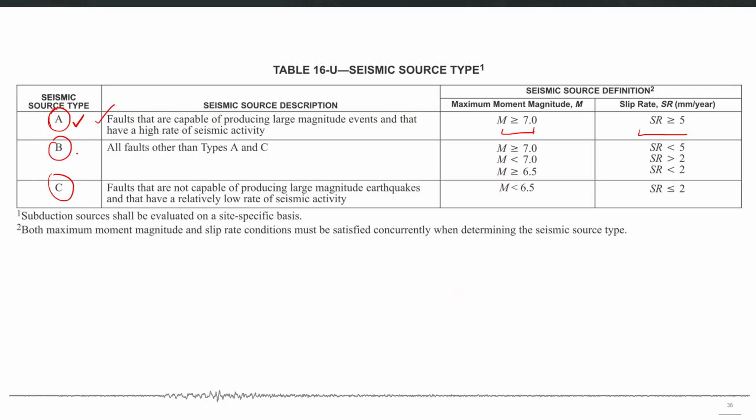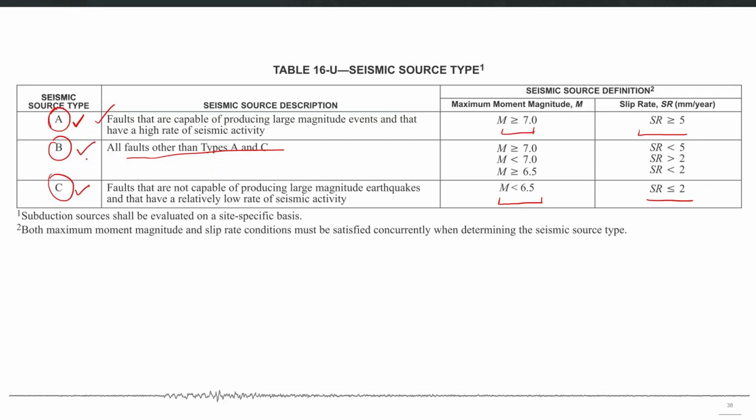The seismic source type B means all others which don't fall in the category of A or C, and C means the faults that are not capable of producing large magnitude earthquakes. So if the slip rate is less than 2 mm per year and the maximum magnitude expected from that particular seismic source is less than 6.5, you will classify it as C. And if you are somewhere in between, then you will have the seismic source type as B.